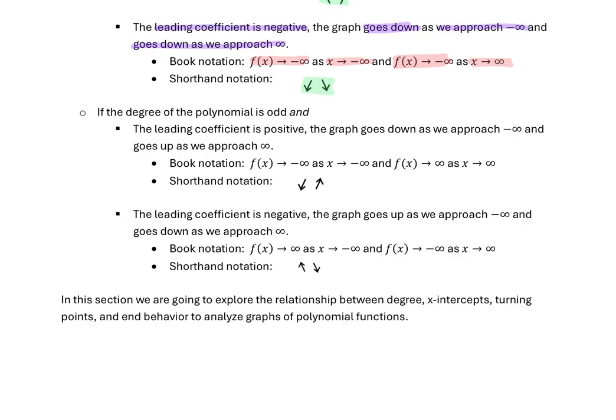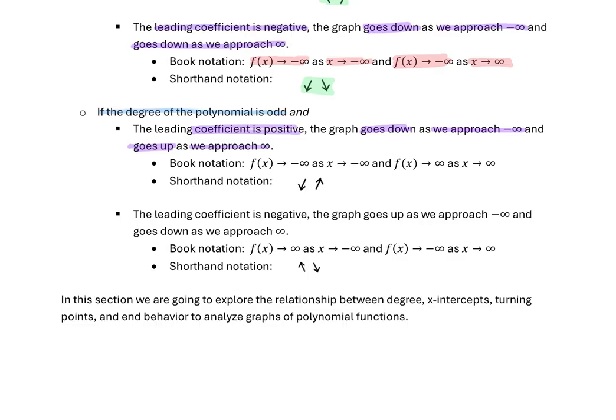If the degree of the polynomial is odd, think even linear functions, it is technically an odd degree polynomial. Cubic functions are also an odd degree polynomial. We also have the same conditions. We need to know what happens if the leading coefficient is positive. If the coefficient is positive, the graph goes down as we approach negative infinity, and it goes up as we approach positive infinity.